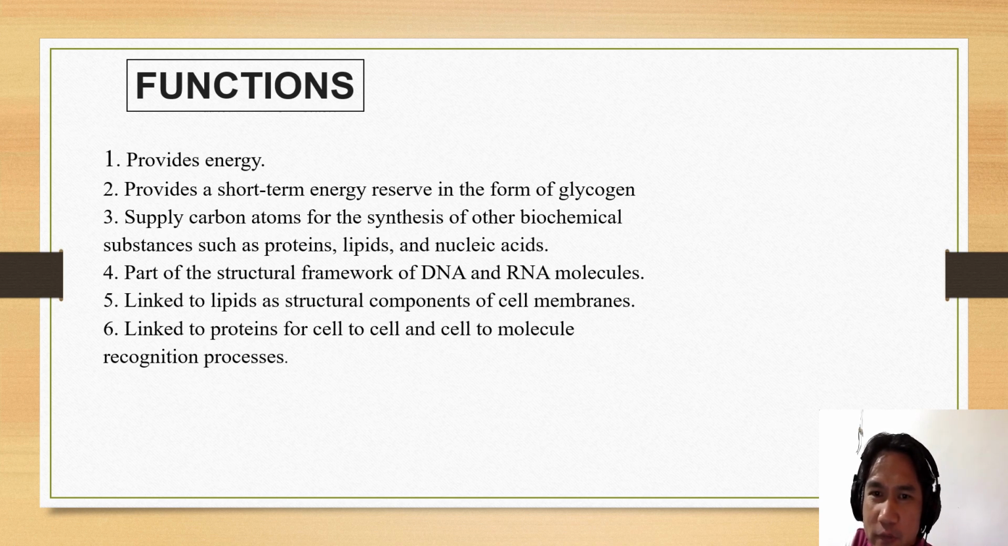Number two, it provides a short-term energy reserve in the form of glycogen. Glycogen is also a polysaccharide. What happens is the excess glucose after our meal is stored or converted into glycogen so that we will have a future energy reserve. Glycogen is stored in our muscle and in our liver.